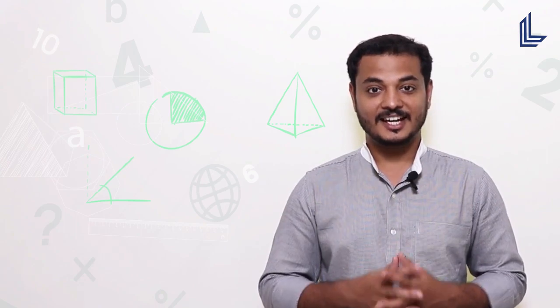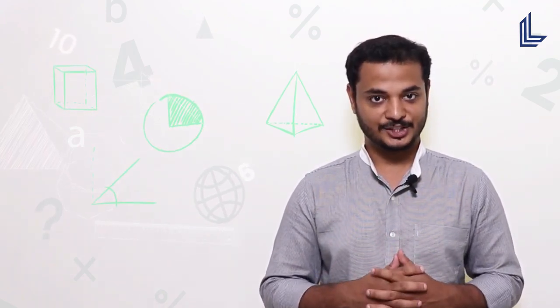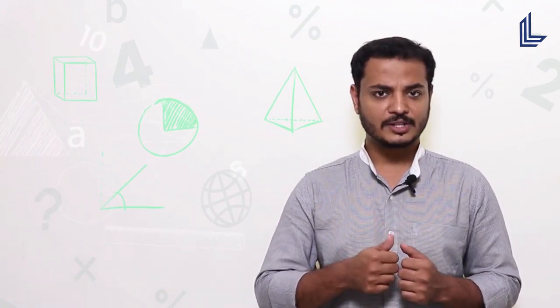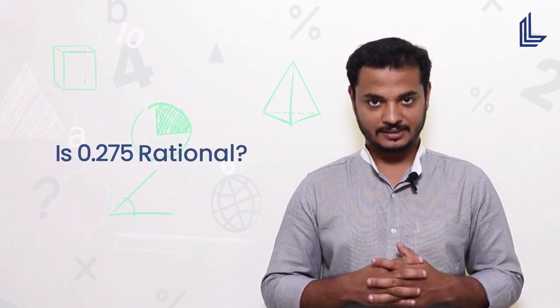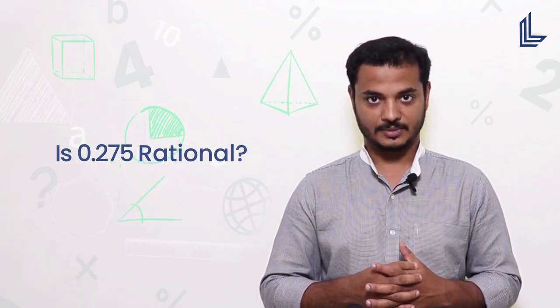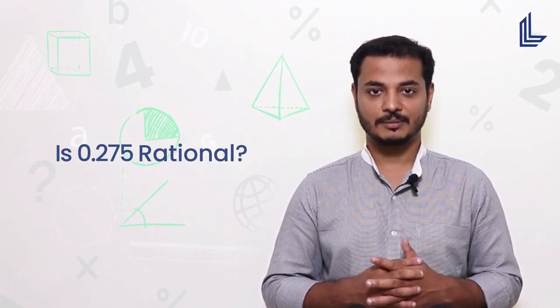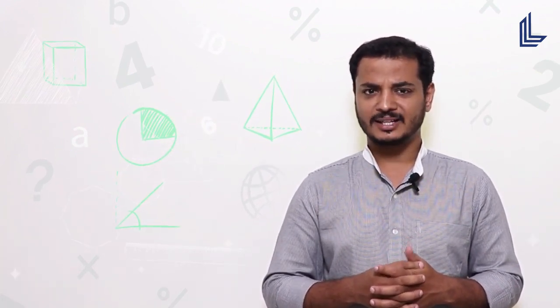Alright, if you have clearly understood what we discussed in the previous section, you should be able to answer this question. Is 0.275 a rational number? We have just learned that all terminating decimals are rational numbers. Hence, 0.275 is also a rational number. But have you thought of why a decimal terminates?